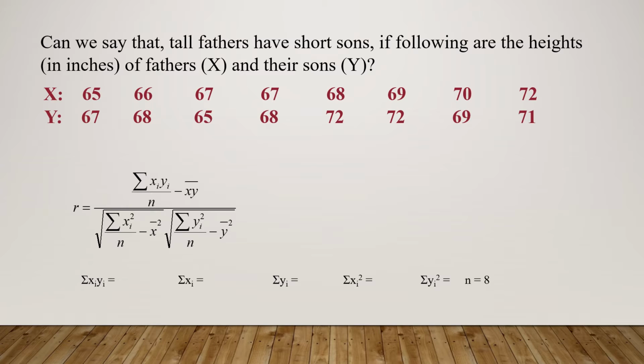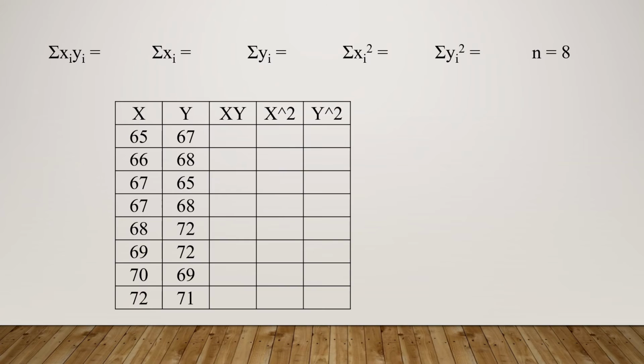Now because the height of the son will depend on the height of the father, y is the dependent variable and x is the independent variable. Let us see how to calculate these values of summations for the given data, for which we need to tabulate the data as follows.